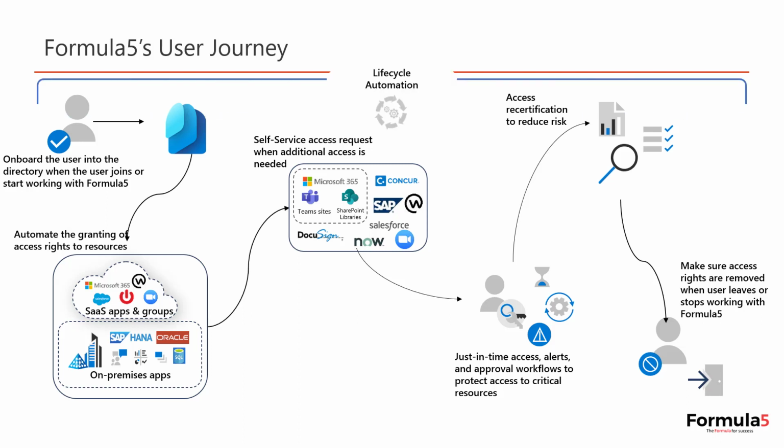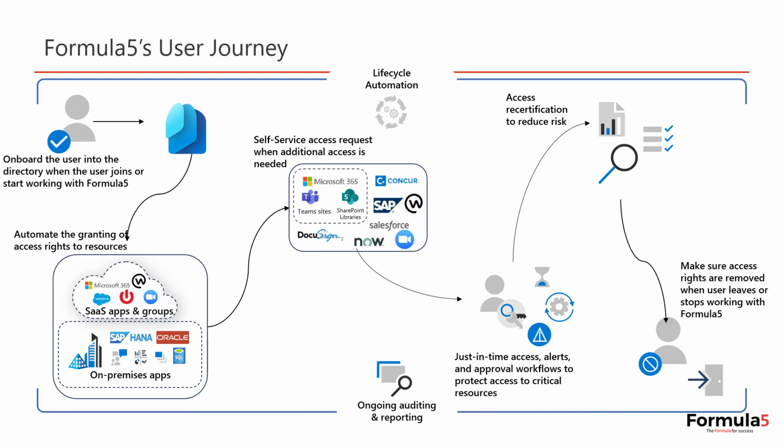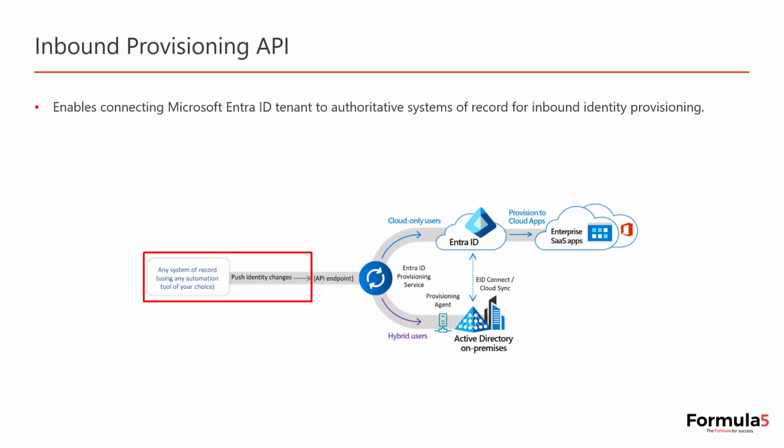Obviously, when it comes to automation, there is lifecycle automation. So we have joiner, mover, and leaver. So we can use lifecycle workflows to automate different tasks. And underneath, there is ongoing auditing and reporting available to us when it comes to ID governance. But there are also other important features of ID governance, like the inbound provisioning API. This API enables connecting a Microsoft Entra ID tenant to authoritative systems of record for inbound identity provisioning. ID administrators retain control on identity data flow, transformations, and mapping.